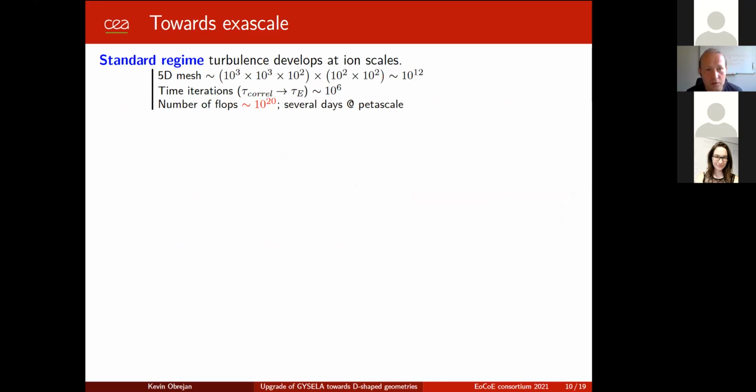In the standard regime, the basic type of simulation that could be run for a production run in GYSELA, the turbulence is going to develop at the ion scales. So the 5D mesh might have about 1 trillion points, and the simulation has to run for a few million iterations. That's a total of flops of the order of 10 to the 20, so that would be a few days at the petascale.